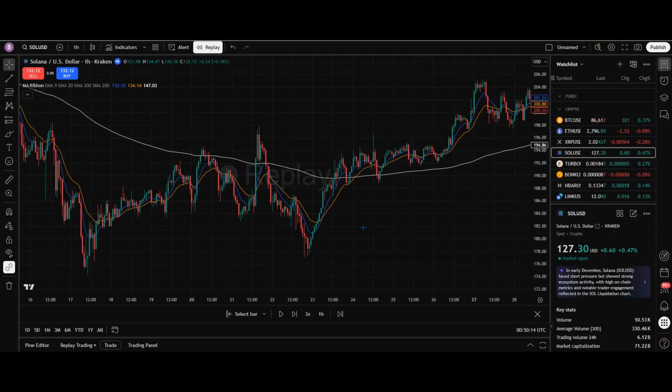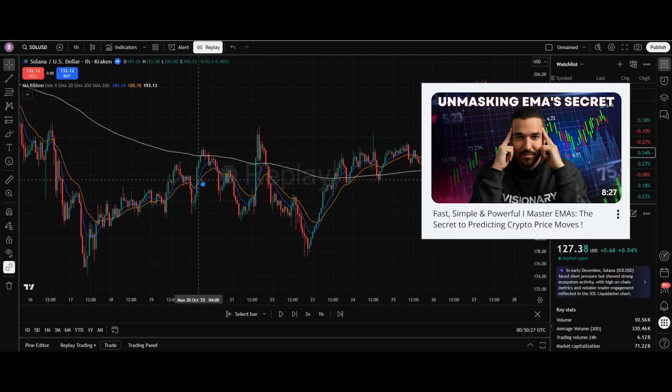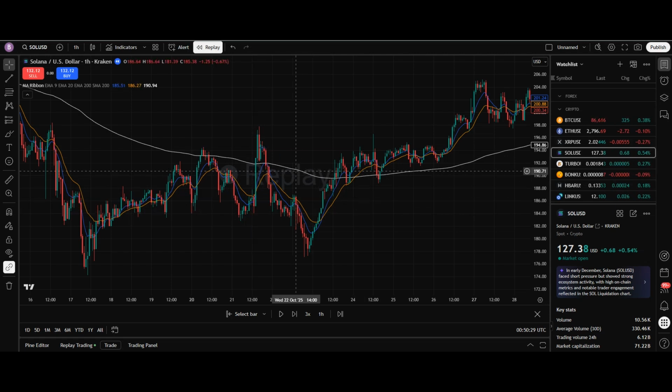Welcome back. So in this section, we're going to be going through another very useful indicator. As you know, in the previous video, we learned about EMA lines, right? As you see, I still have the EMA lines on the chart. We're looking at Solana on the 1 hour time frame.